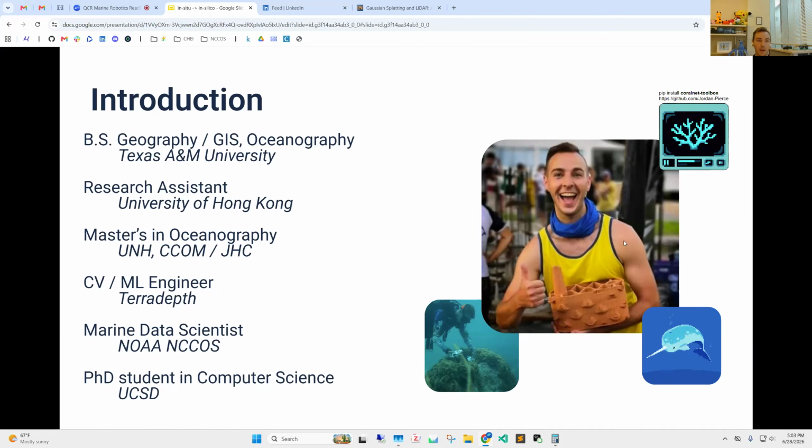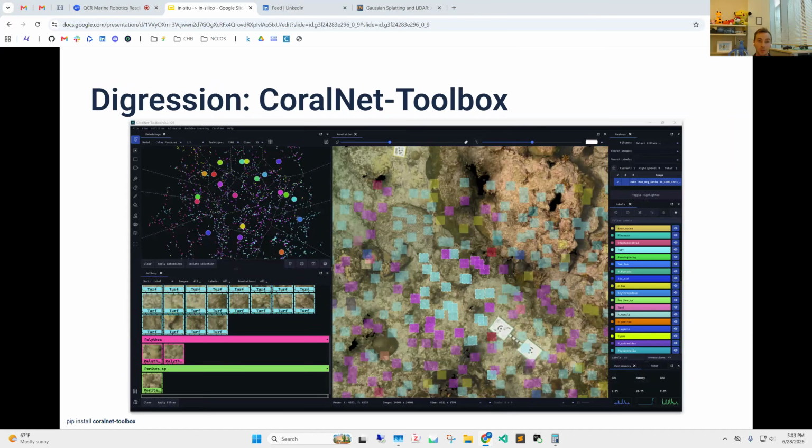And actually right now, I am a Ph.D. student at UCSD in the computer science department underneath Falko Kuester, working with Stuart Sandin as well. I'm currently finishing up, at least my first chapter, which is more focused on image annotation, a software called CoralNet Toolbox. It's not a good name. I'm very aware of that because CoralNet has a completely different name, which we'll see in a second.